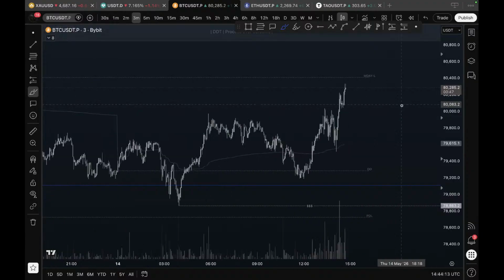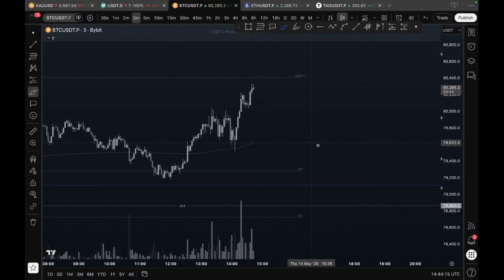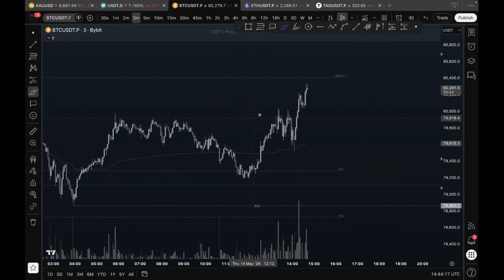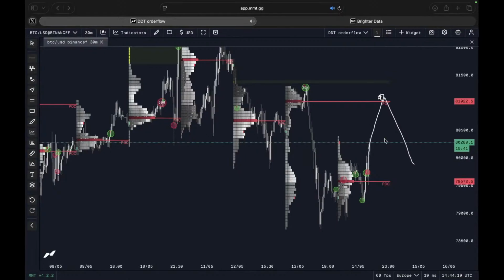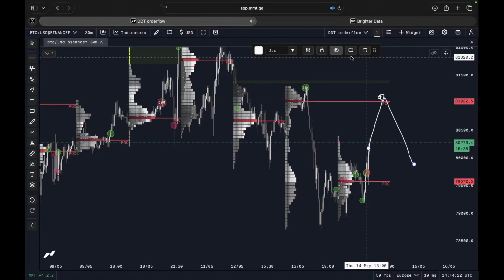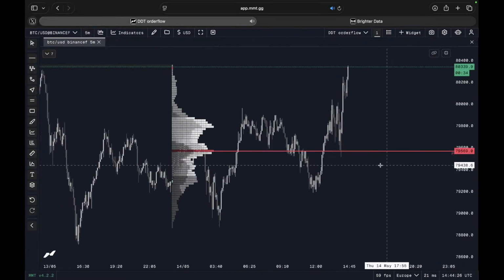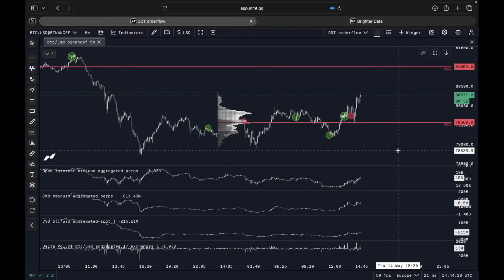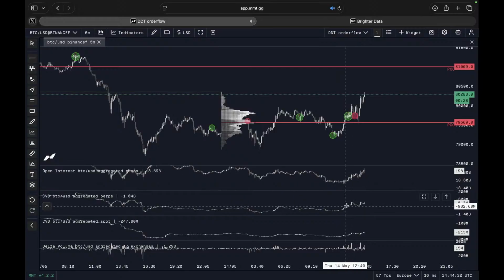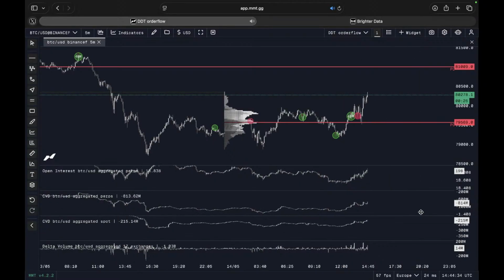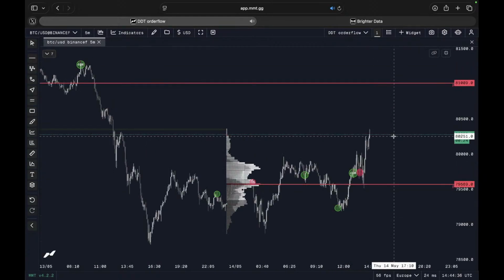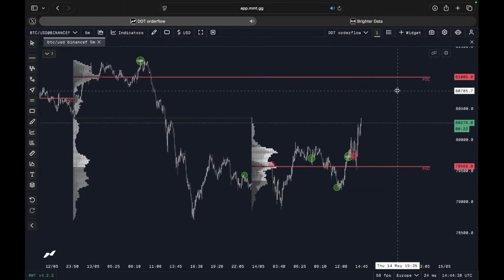Now we can see that it's squeezing higher. Let's have a look at the order flow. Probably shorts getting squeezed that are impatient and took the Model 1. Yeah, so open interest still increasing. Spot also. So this looks pretty strong.